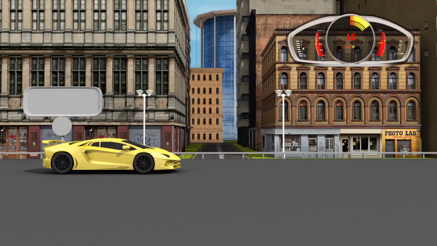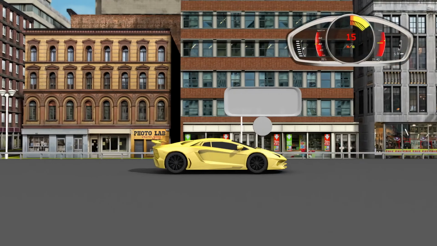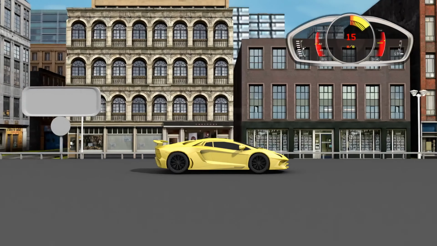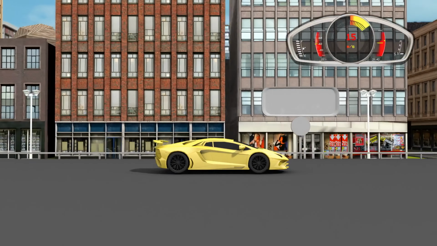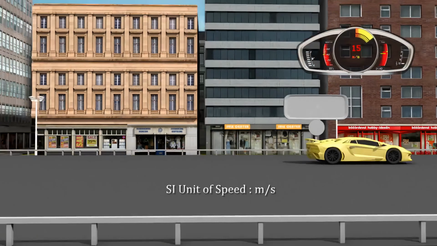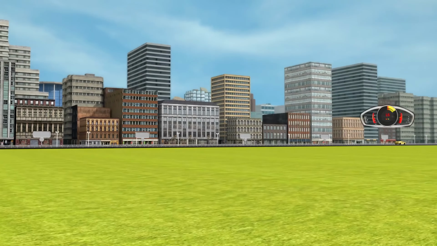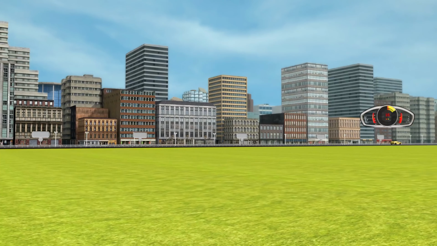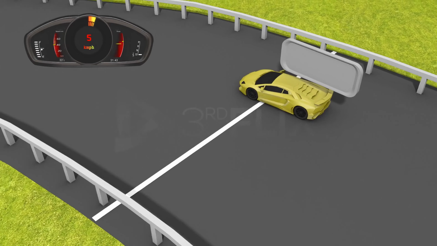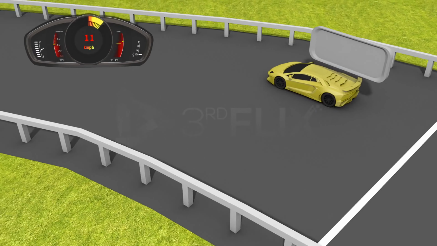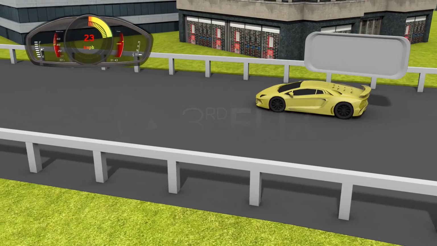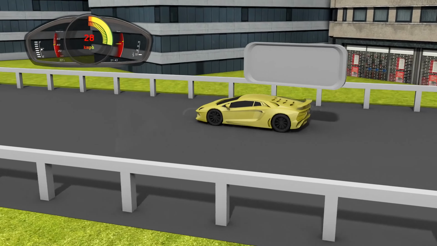If the object covers equal distances in equal intervals of time, the object is said to be in uniform motion. The SI unit of speed is meter per second. Kilometers per hour or miles per hour are commonly used to indicate speed of various objects.